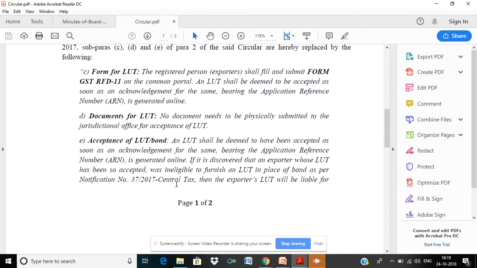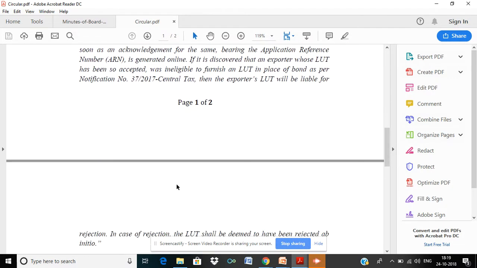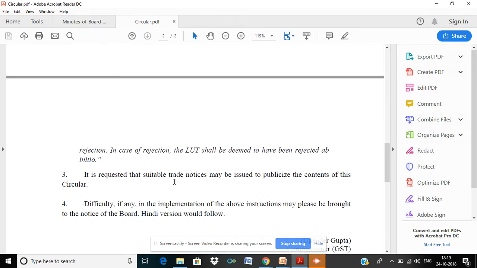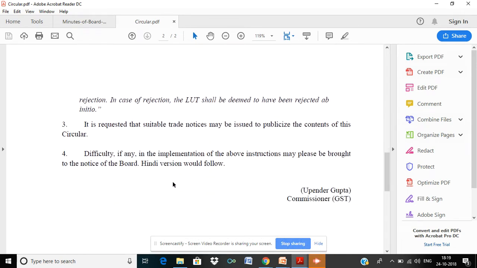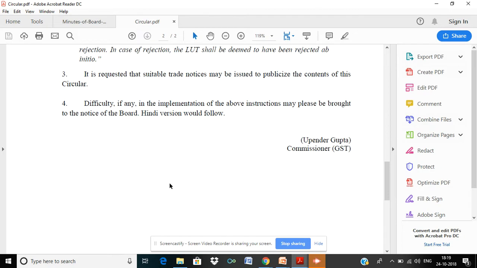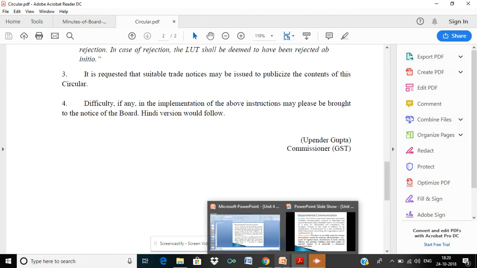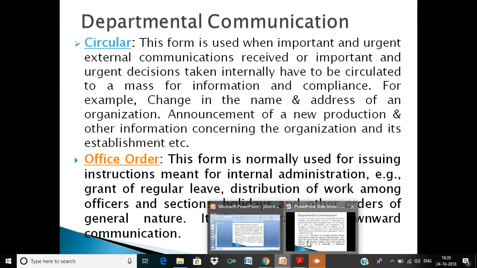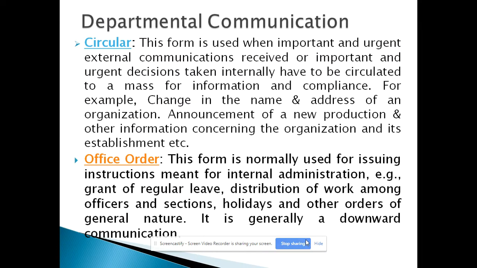Whenever we are writing within the organization to inform all the masses about our update, we use the circular. Circular may be internal and external. Internal will be for all the employees of the organization, and external will be for the outside people. So now the office order.